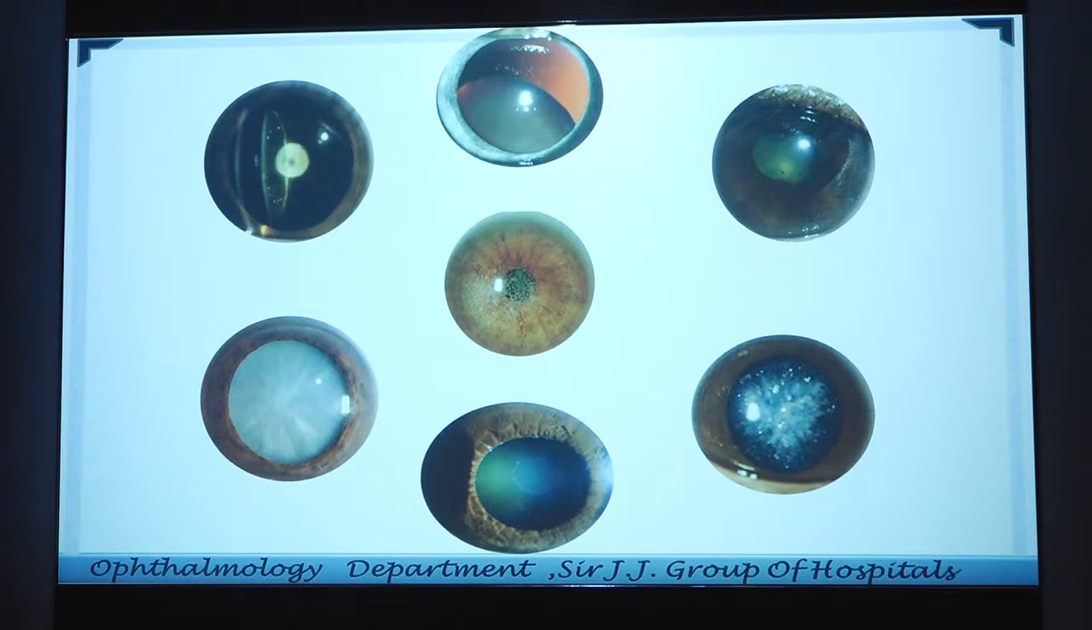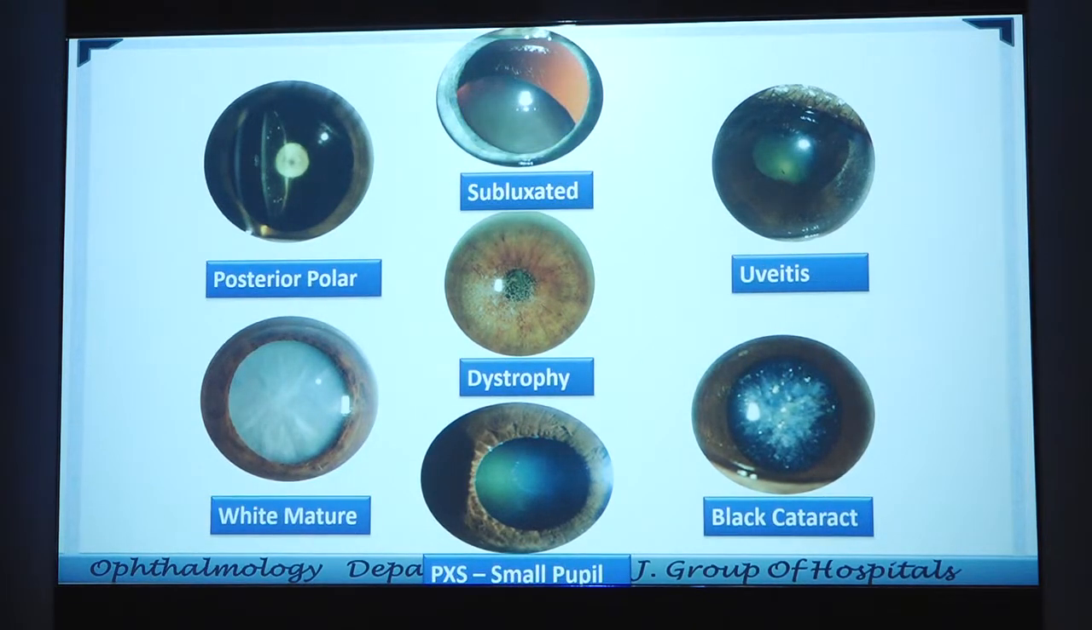You can see the subluxation, non-dilating pupil. You can see the calcified cataract. You can see the pseudo-exfoliation. You can see the corneal opacities. You can see the anteriorly dislocated or the intumescent cataract. So all these situations where the phaco is not possible, we try to do it with the SICS, and yes, we can manage such situations by SICS.